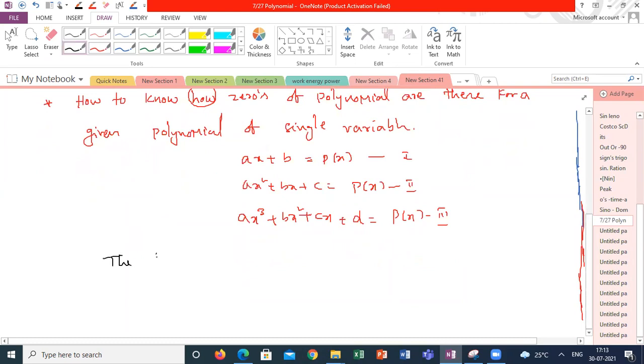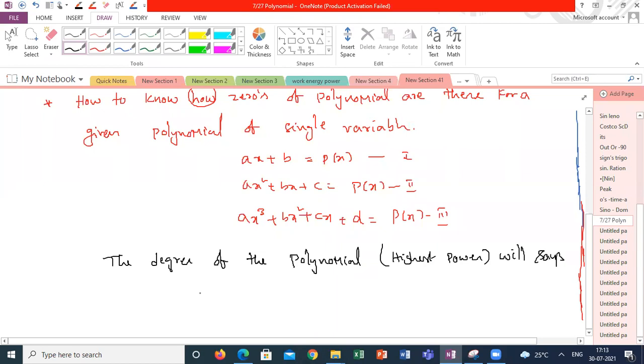The degree of the polynomial will give the number of zeros of the polynomial. So the degree of the polynomial, that is the highest power, tells the number of zeros of the polynomial.